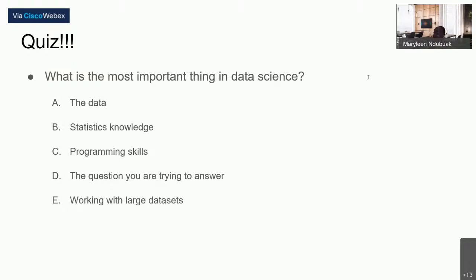Right, so A and D were actually the popular choices: the data, and the question you are trying to answer. If you chose the data, or D, just put in the chat the option you chose and why you think that would be the most important thing in data science. I just want to peek into your brain and know what you're thinking. Okay, Young Sam said you must have the data before you can work with it. You can't work with what you don't have. Actually, that's interesting.